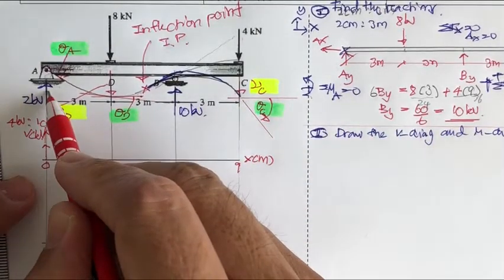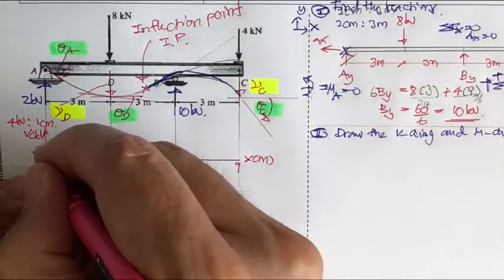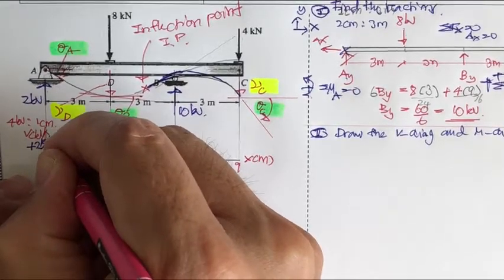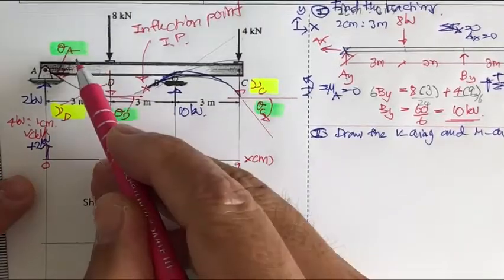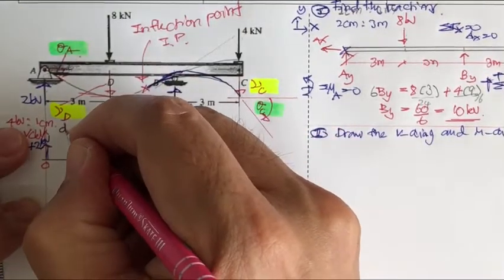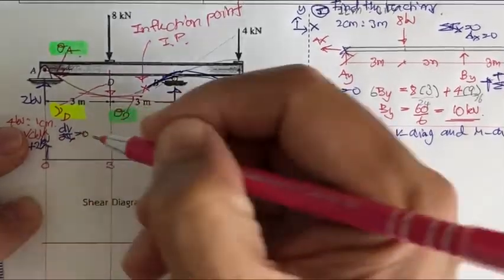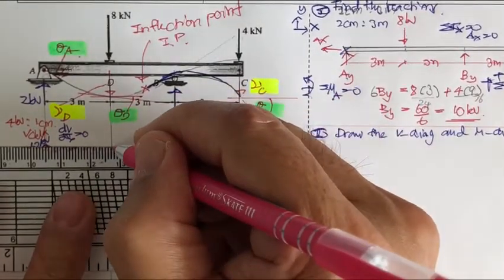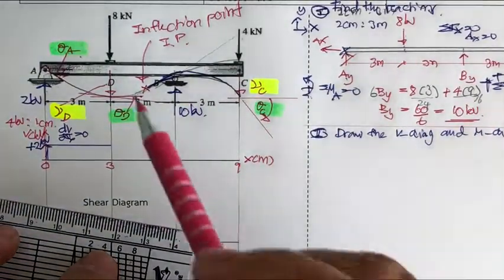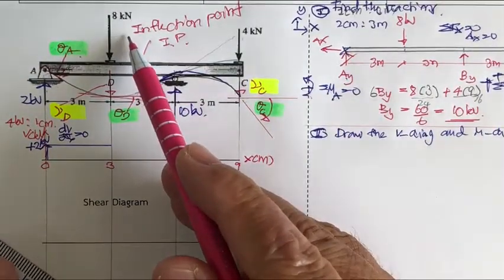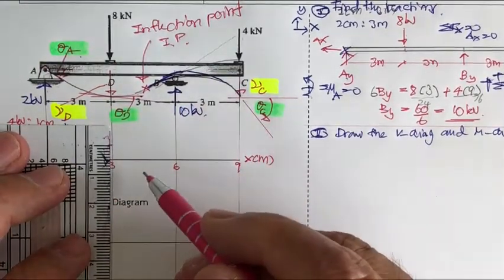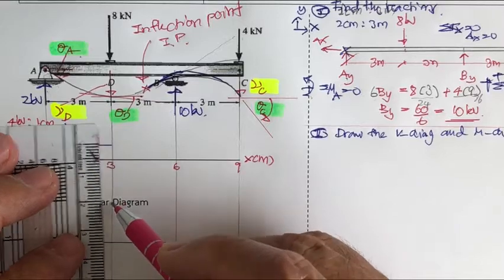When you get 2 kilonewton, your diagram going to be up for 2 kilonewton, and then when you come here, there is no distributed load, so the dV by dx equal to 0, and you guys gonna get this for a constant. Okay, and now you get this for 8 kilonewton, so it's going to take 8 kilonewton 2 centimeter, so it's going to be down 1, 2, about here.